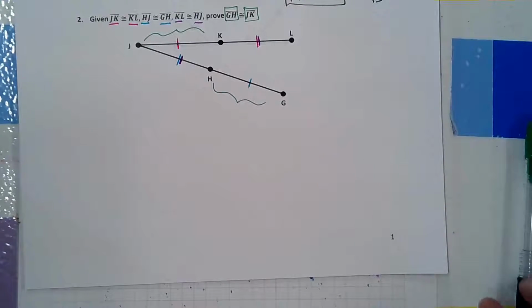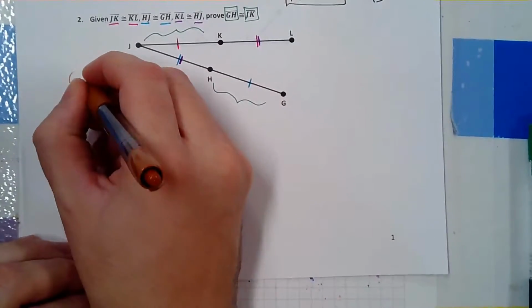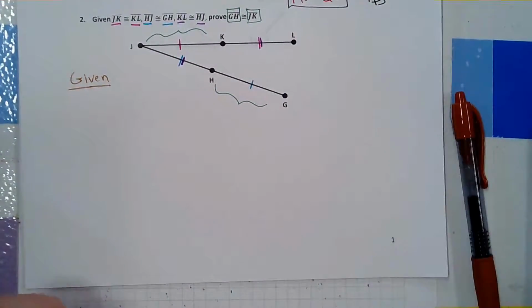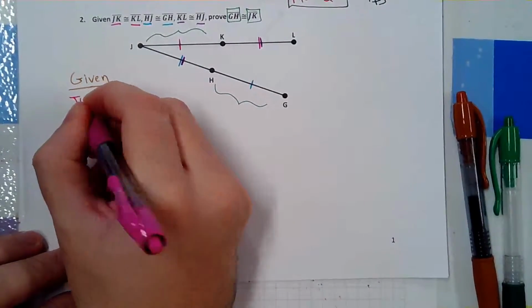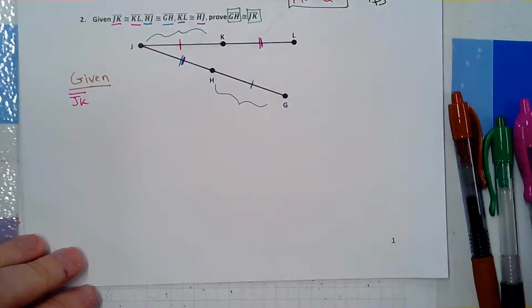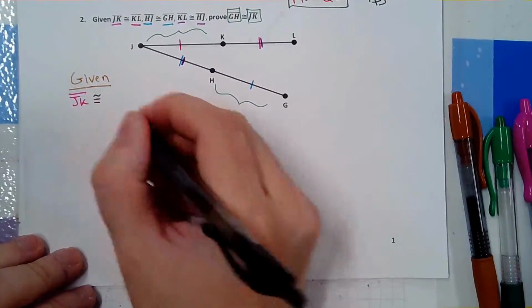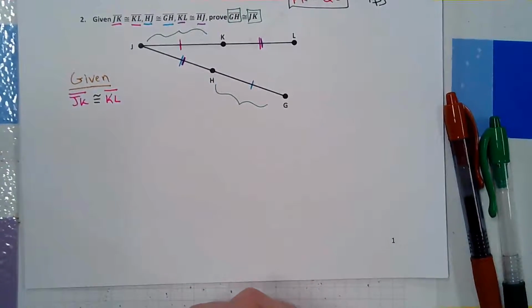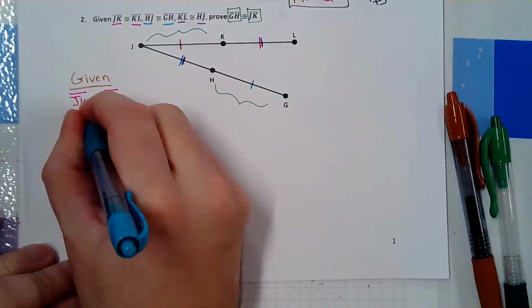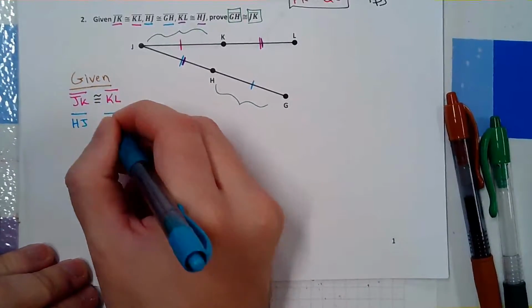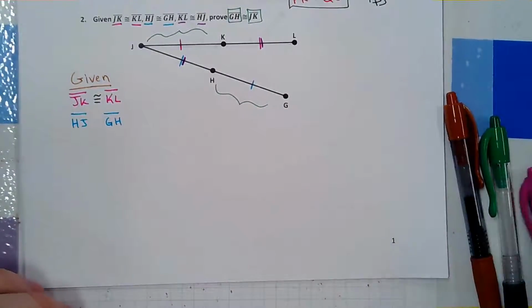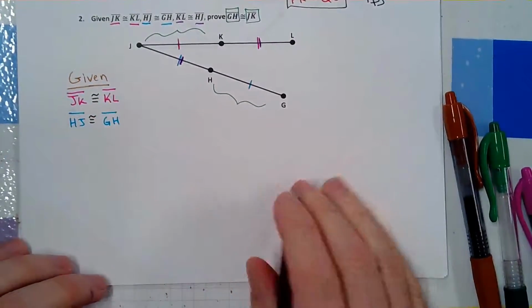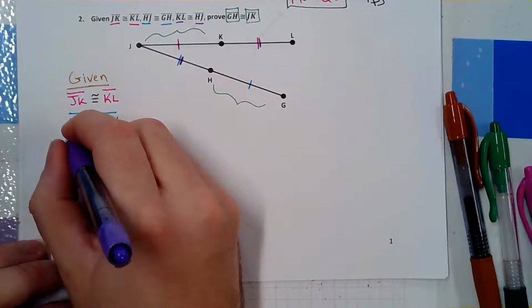So again, we're going to write what they gave us. What they gave us was this. Given, and color helps, JK is congruent to KL. And you're like, oh, it's in the directions, why should I write it down? Trust me, write it in color and it will help. They also gave us that HJ is congruent to GH. Lastly, they gave us KL and HJ are congruent.